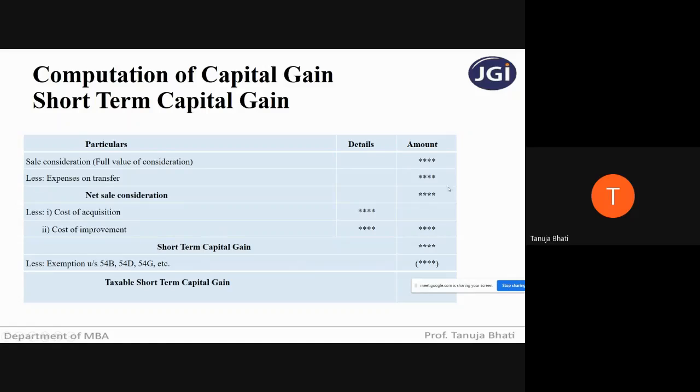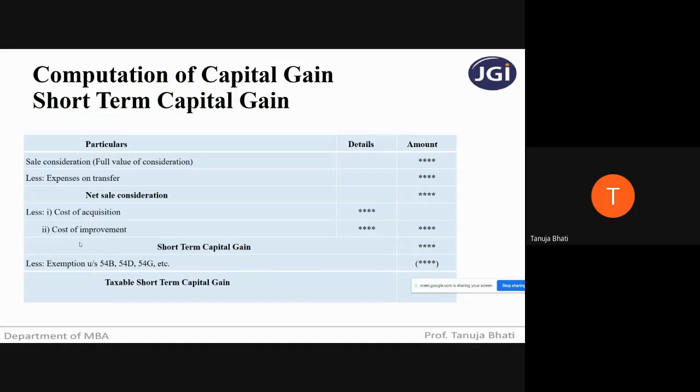Now from this net sale consideration, you are going to deduct cost of acquisition. Cost of acquisition means your cost of purchase, the amount at which you have purchased your capital asset. Suppose you have also incurred some improvement cost, then you have to deduct cost of improvement as well. Now what is cost of improvement? If you have done some alteration in that asset, suppose I have acquired a house property for 15 lakh rupees, and I had only a ground floor and I have improved it, I have created one more floor to it.